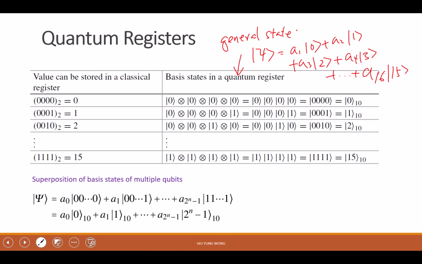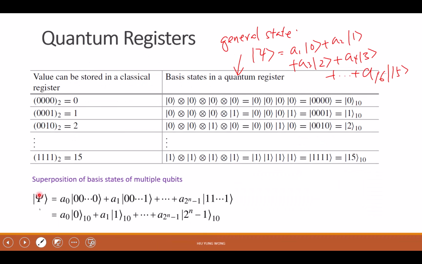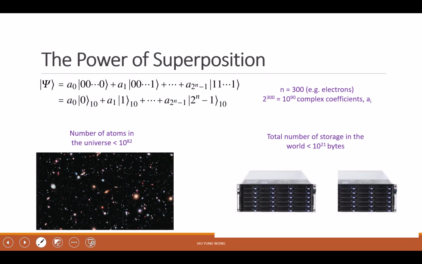Now, hand wavingly, you agree that we have basis states. If I have n qubits, then I have 2 to the power n basis states, right? Because 1 qubit has 2, 0 and 1. 2 qubits have 4. 3 qubits have 8. And then n qubits, you have 2 to the power n. So any general state is a linear combination of these 2 to the power n basis states. Make sense?